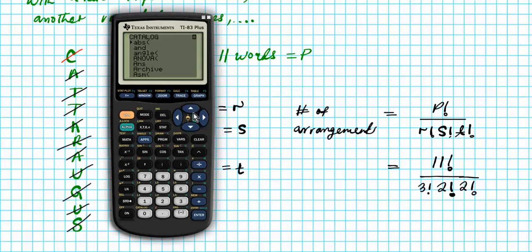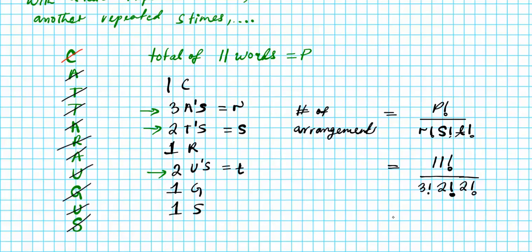The nice thing about the catalog button is that it gives you access to all the functions in your calculator. So put that together until your answer is 1,663,200. Okay, so the number of distinguishable arrangements is 1,663,200 arrangements. That is your final answer. A lot of unique arrangements that can be formed using the letters of that word.